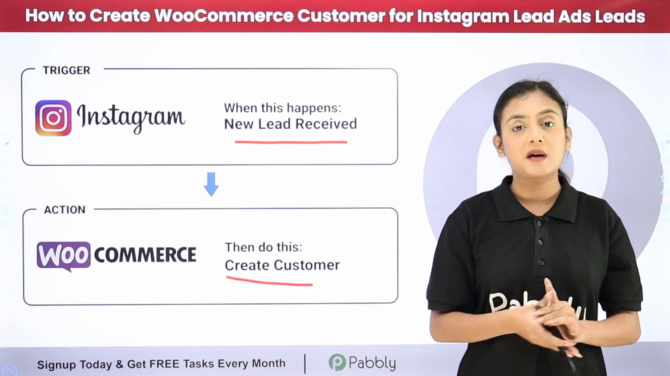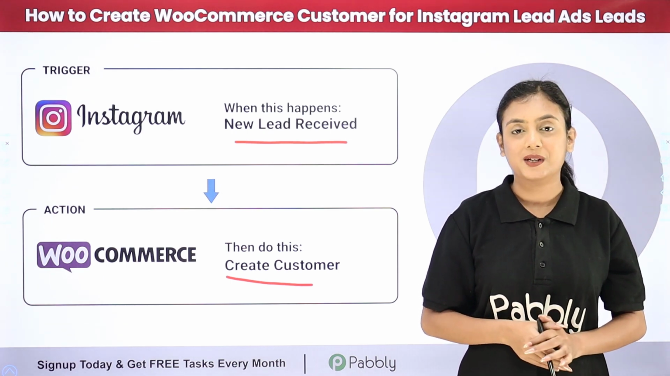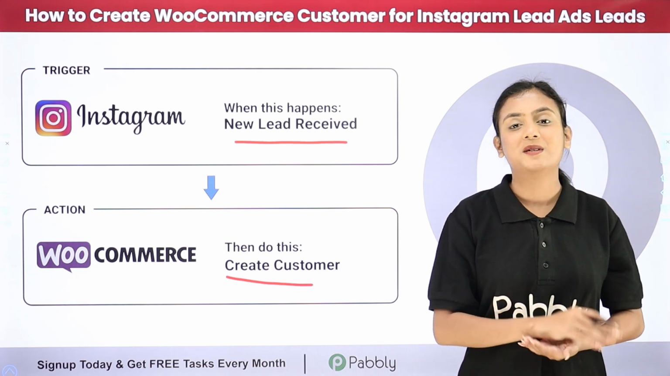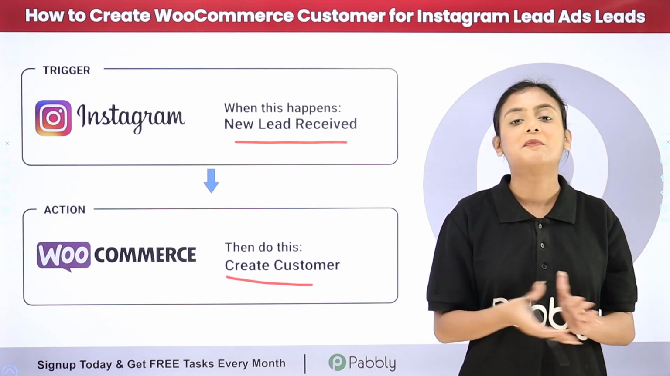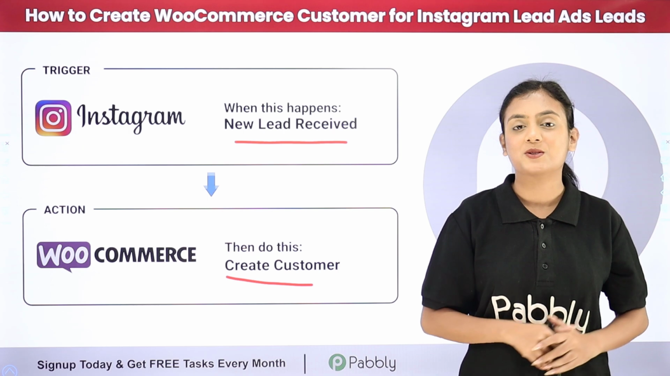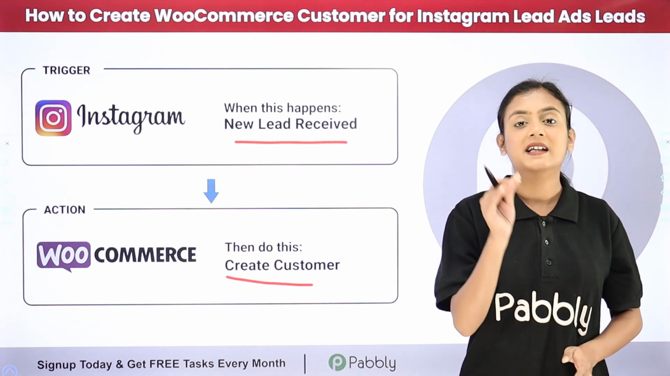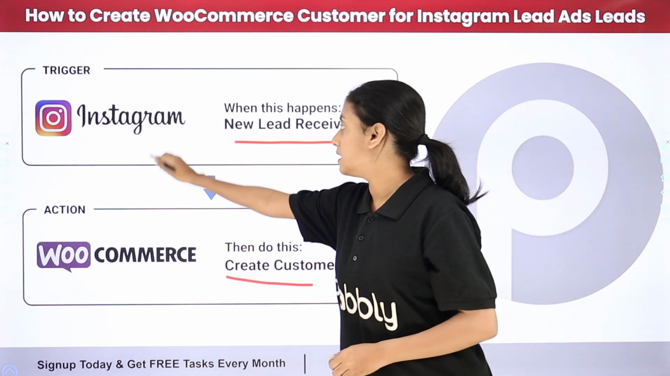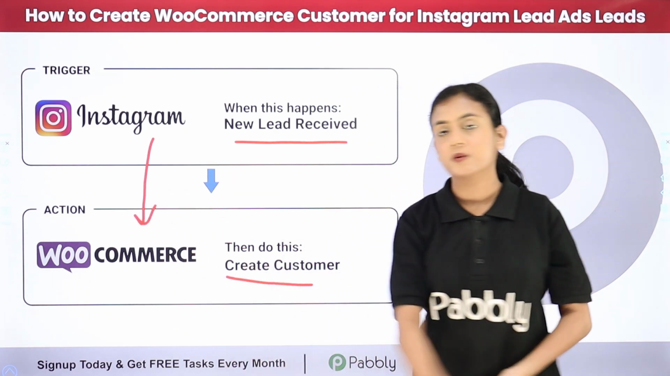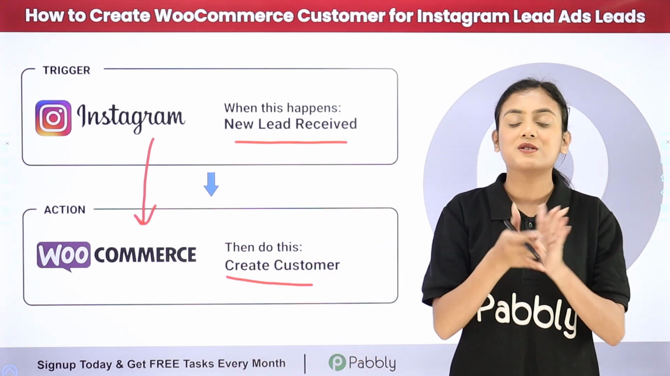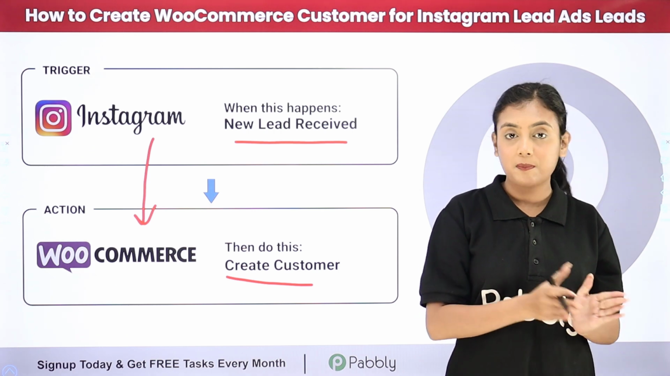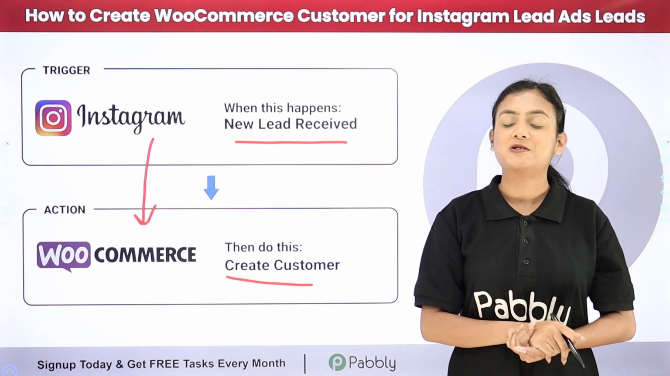Now doing this manually is going to be very time consuming. So what I've done is I've simply automated this entire process with the help of Pabbly Connect, which is an amazing automation and integration software. And in this automation, I'm going to build a connection between Instagram lead ads and WooCommerce with the help of it. So if you also want to learn about this amazing automation process step by step, let me take you to my screen.